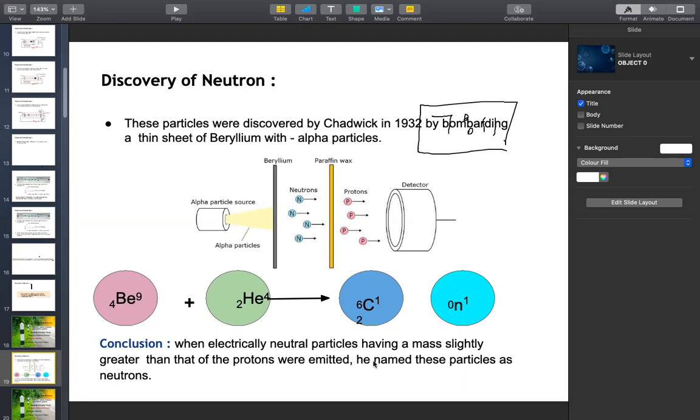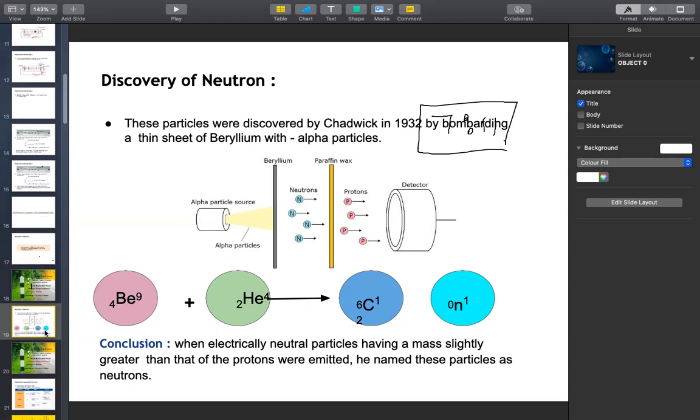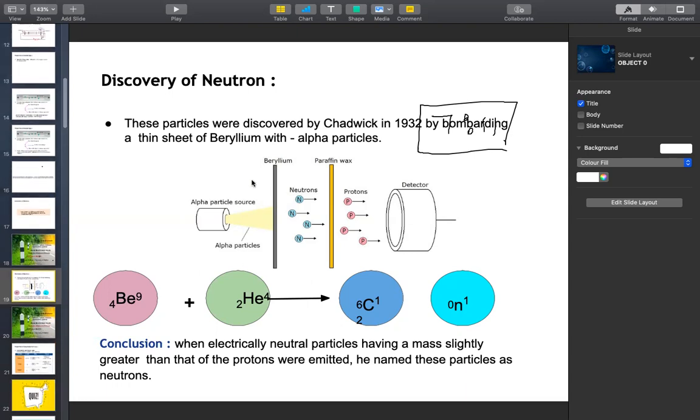Actually proton and neutron have almost similar mass, but which is heavier out of these two? Which particle is a little heavy? Proton or neutron? Neutron is a little heavy. So these particles were named neutrons. Guys, could I move to the next slide, or do you want to copy this?